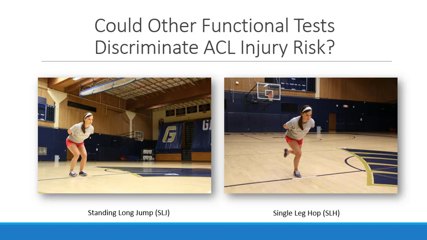Could other inexpensive, easy to administer functional tests discriminate ACL injury risk? Illustrated on this figure are the standing long jump and the single leg hop. These tests are often used to see about one's readiness to return to sport after an ACL injury. Could they identify people, though, who are at risk?